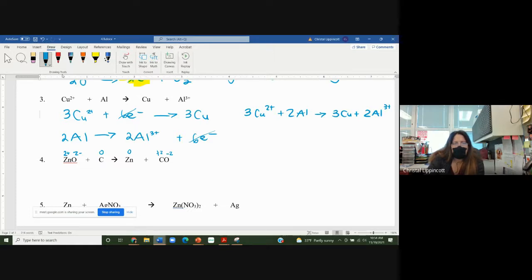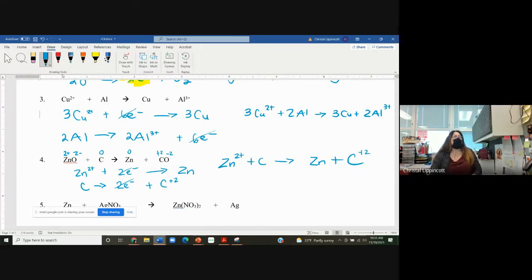Okay, so here we've got our zinc. It is going to add 2 electrons to become zinc. We've got our carbon, who is going to give off 2 electrons to become C2+. These are already balanced, so that makes life easier for us. So this becomes Zn2+ plus C yields Zn plus C2+. Easy one?